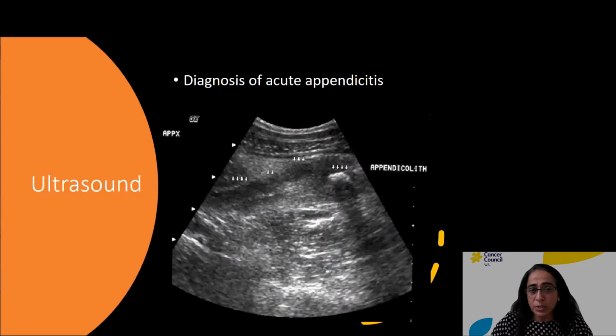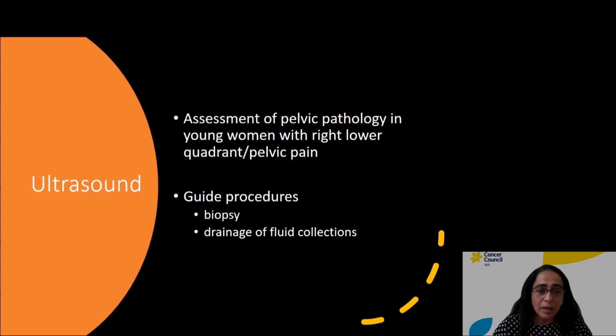Ultrasound is good at diagnosing acute appendicitis. In this image, you have a dilated, inflamed appendix in keeping with acute appendicitis, and there's an echogenic structure in keeping with an appendicolith in its tip. Ultrasound is quite useful for assessing pelvic pathology in young women with right lower quadrant or pelvic pain. And ultrasound is actually the preferred modality for performing any image-guided procedures such as biopsies and drainages.